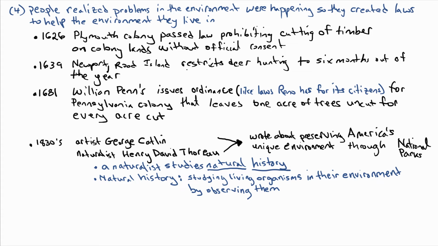Then around the 1830s, artist George Catlin and naturalist Henry David Thoreau wrote about preserving America's unique environment through national parks. Henry David Thoreau was a naturalist who studied natural history, and natural history is the study of living organisms in their environment by observing them.